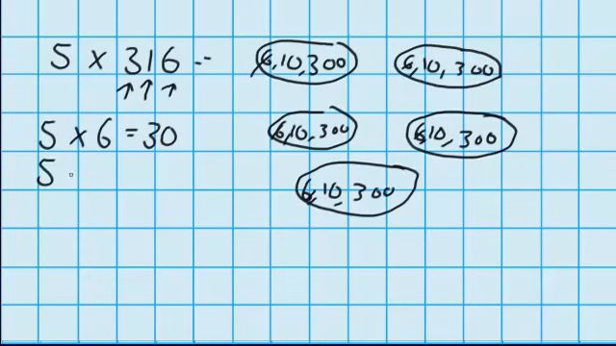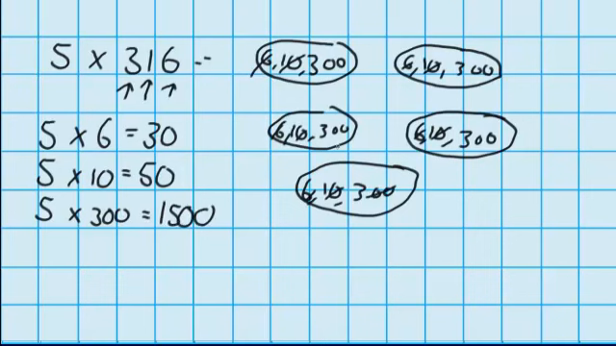I've got 5 groups of 10, and 5 groups of 10 is 50. So now I can cross out all my tens. And I've just got my 300 left. I've got 5 groups of 300. Well, 5 groups of 300 is 1,500. I can cross those out and you can see I've got nothing left in any of my groups.